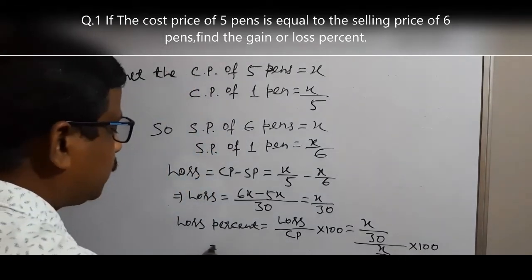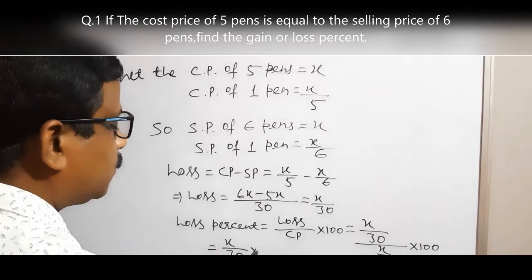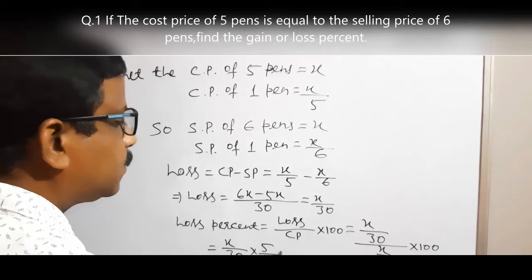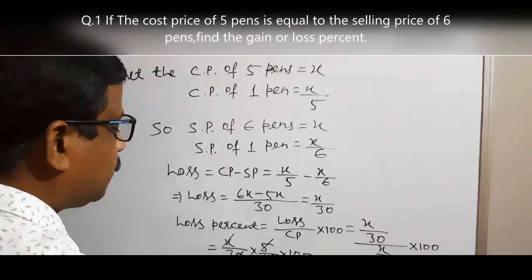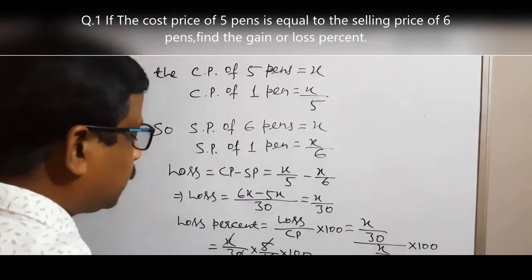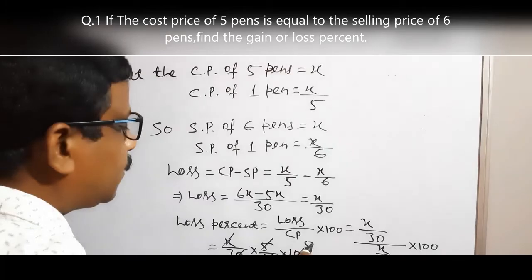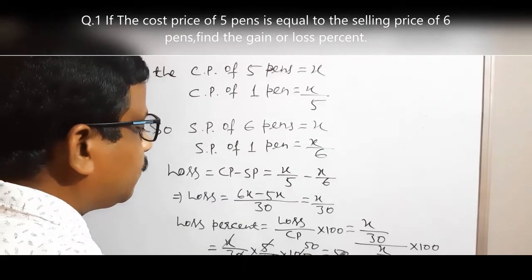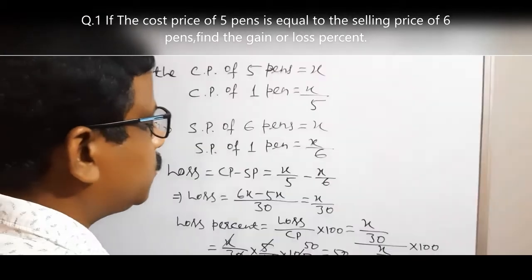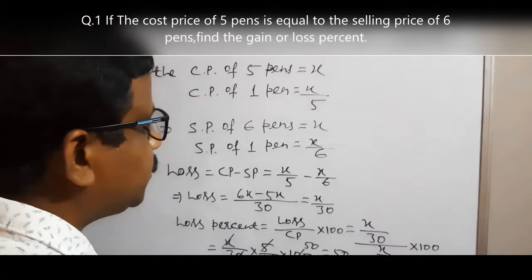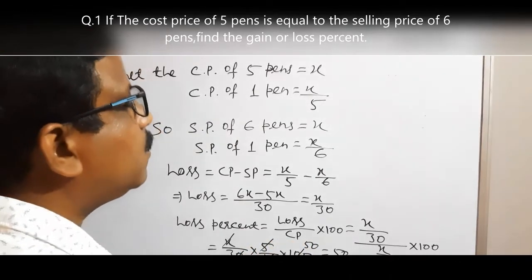So here you write X by 30, reciprocate 5 by X, into 100. X cancels, 5 cancels with 6... here 6 again cancels with 2, 3, here 50. So 50 by 3%. Understood? Also you have to change it into a mixed fraction. By changing into a mixed fraction you have to write the answer.